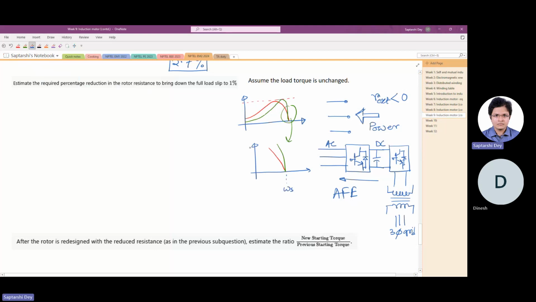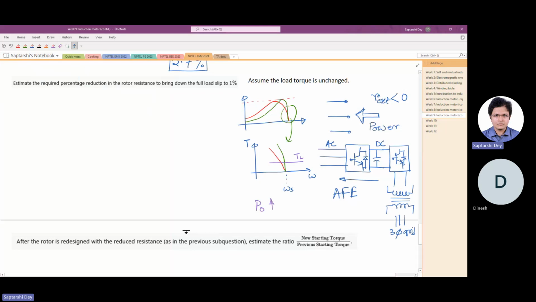Synchronous speed. So the same load torque TL now appears at higher speed. That means your output power is increased. Same torque happening at higher speed, your output power has increased. How come? Because you are feeding some power into the rotor. That power is also now going to the mechanical side.